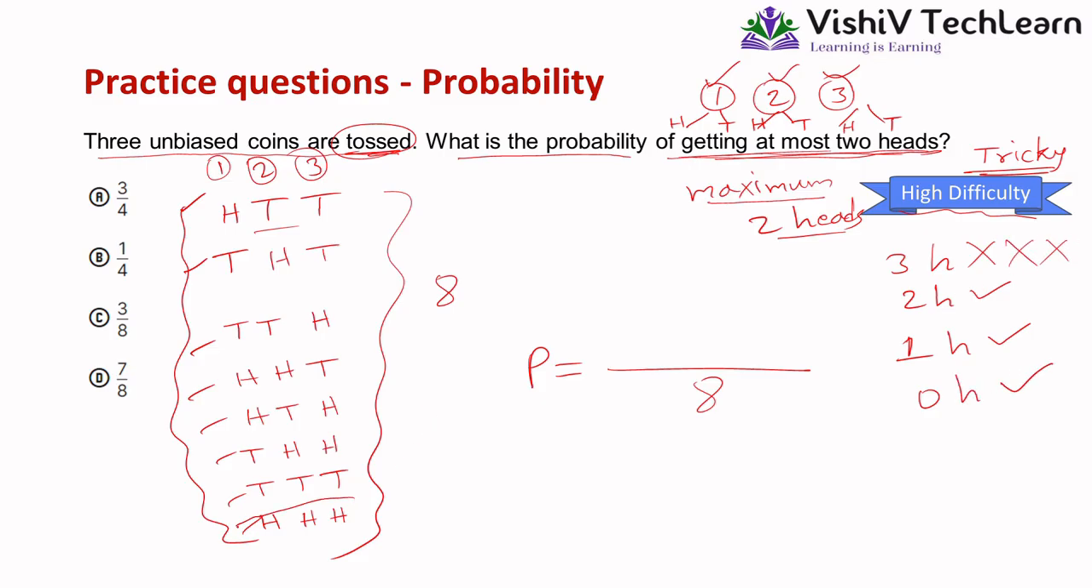So 3 heads is here, except that, 0 heads, 2 heads, 2, 2, 1 head, 1 head, 1 head. So we can have all these as the desired outcomes. 7 will be the desired outcomes and total 8 possibilities are there. This one is not a desired outcome. So 7 by 8 must be the final answer. Option D is correct.